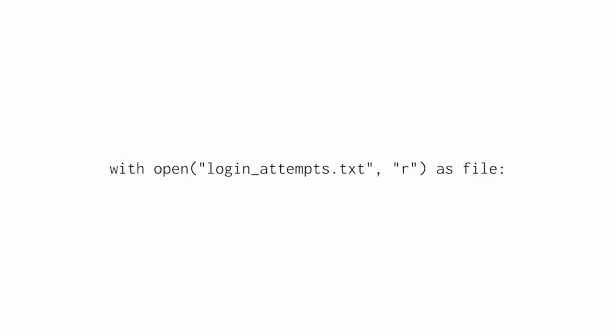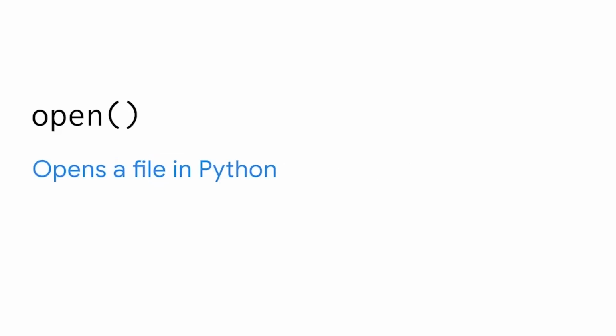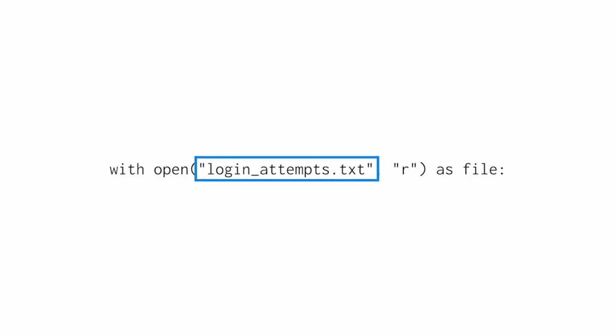Then we use the open function. Open is a function that opens a file in Python. The first parameter is the name of the text file on your computer or a link to it on the internet. Depending on the Python environment, you might also need to include a path to this file. Remember to include the .txt extension in the file name.